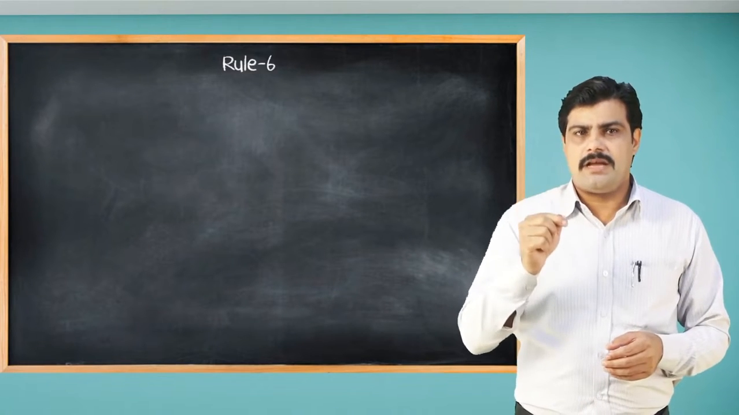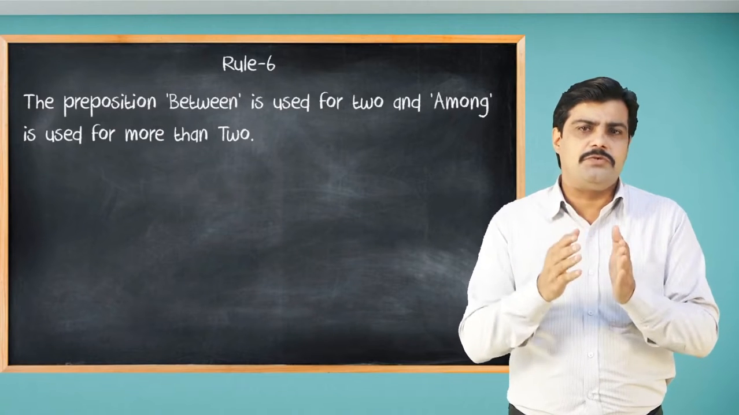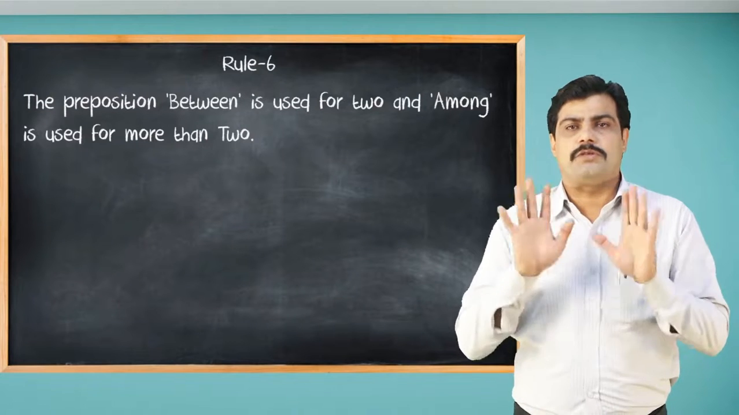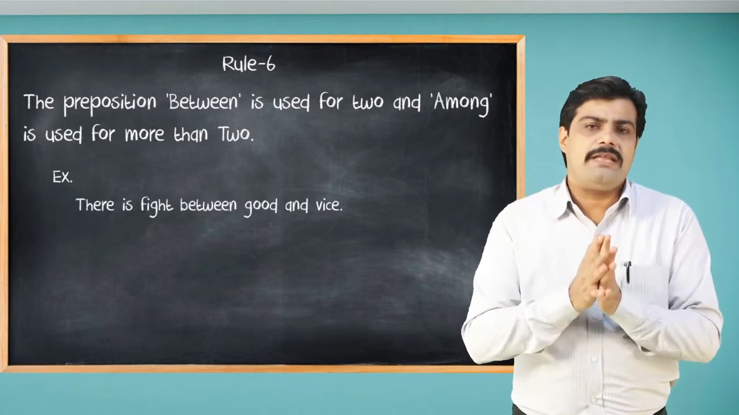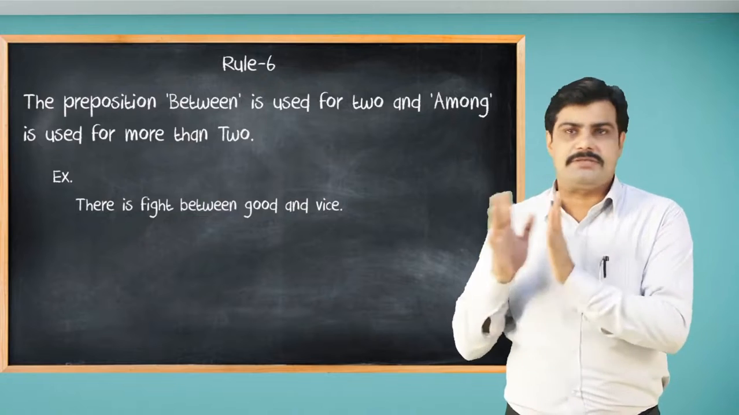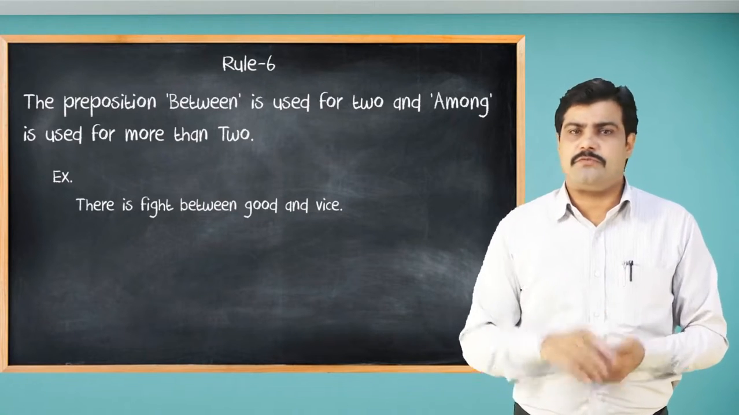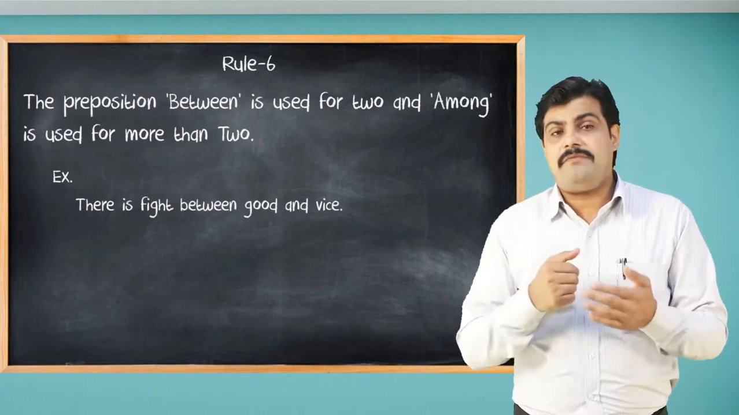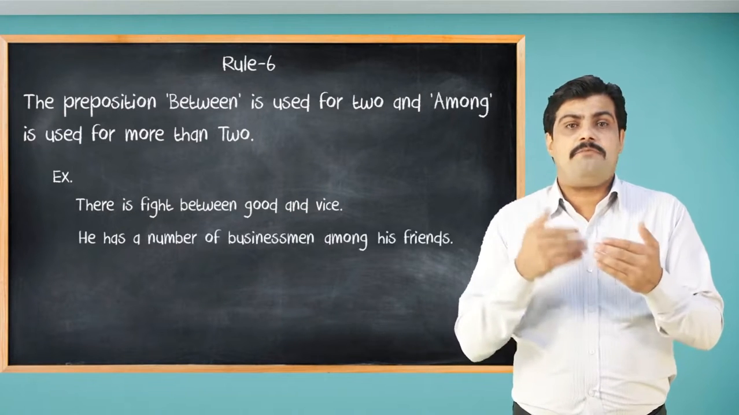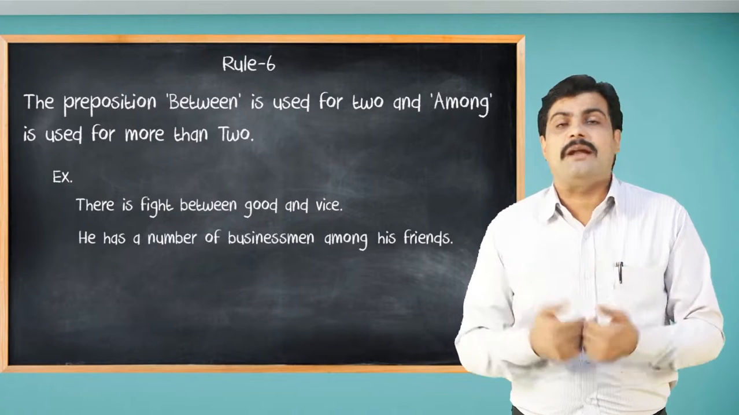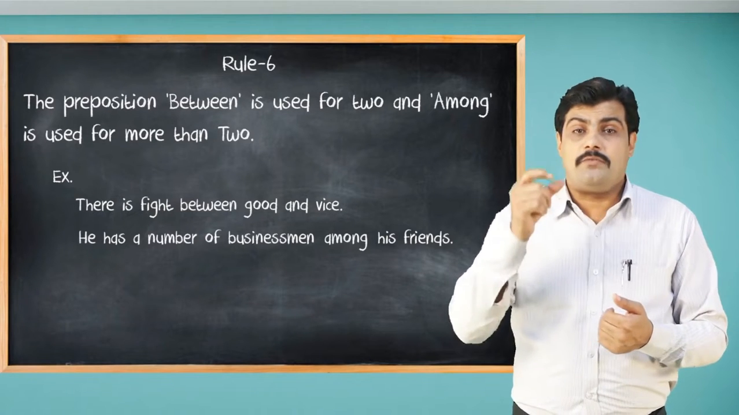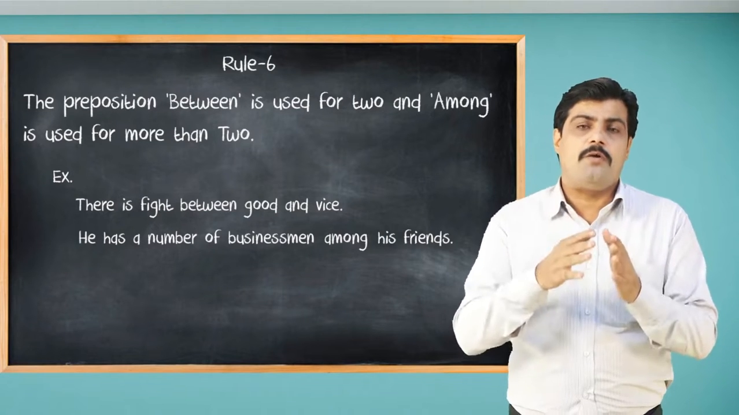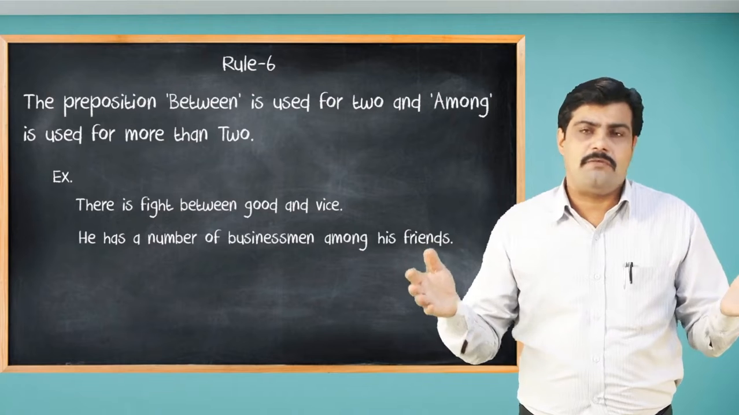Now rule number 6: the preposition between is used for two and among is used for more than two. For example, there is a fight between good and wise. Here are two things, so we should use between. The preposition between is right here. But when we say he has a number of businessmen among his friends, the word among as a preposition is right here because there are more than two of his friends.